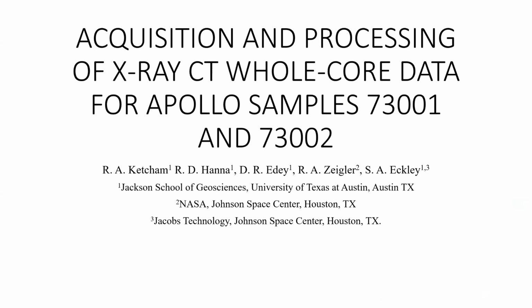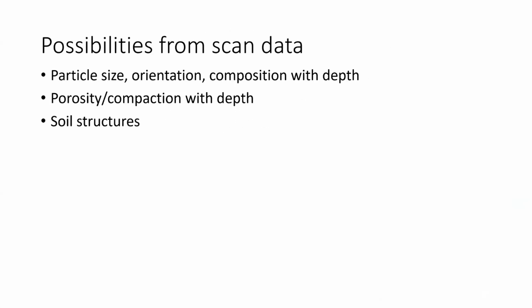When we heard about this possibility, we were very excited about what some of the possibilities are from this that might not be taken advantage of, that CT would be uniquely useful for. So I've been appreciating how you've been geochemically analyzing the heck out of this thing. But some of the textural data that you can get from CT are potentially very interesting and have since been destroyed with the destruction of the core. Things like particle size, orientation, changes in composition with depth, whether there's a difference in porosity or compaction with depth, and also whatever we can see that looks like a soil structure.